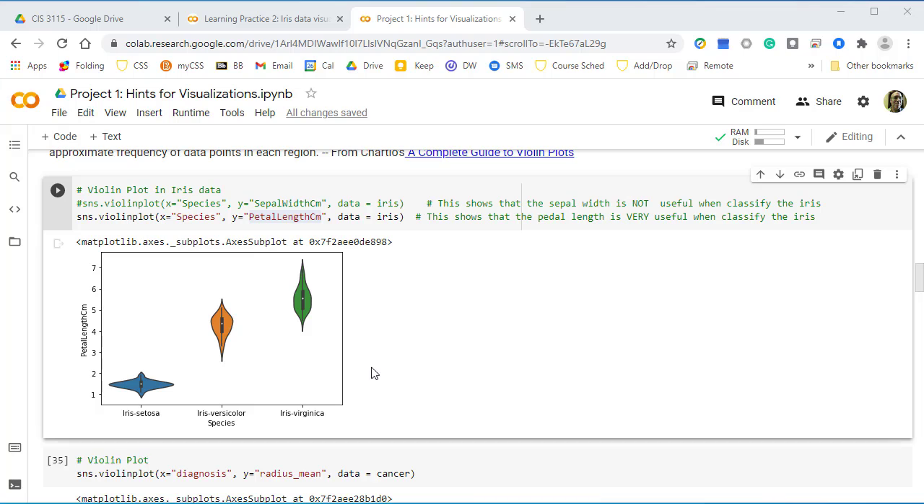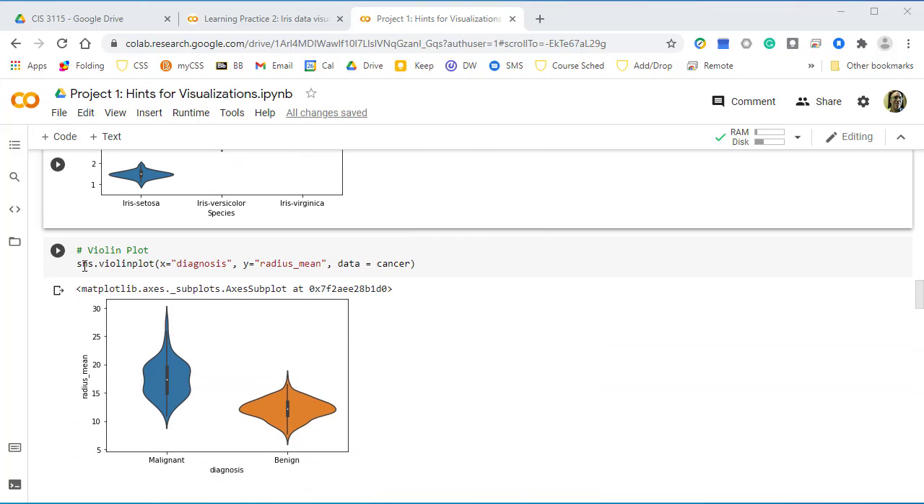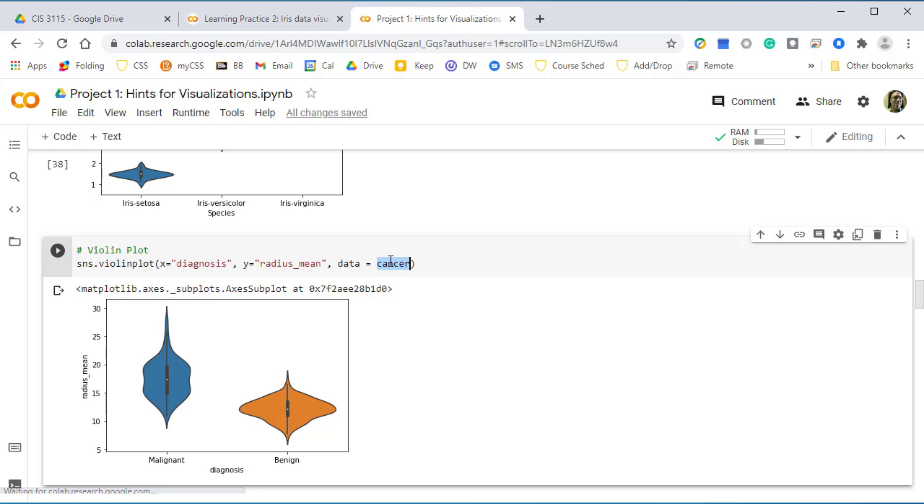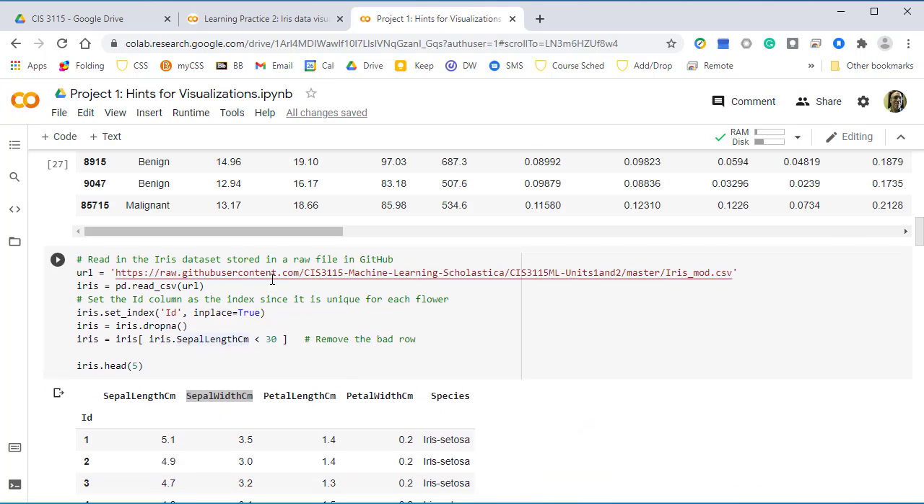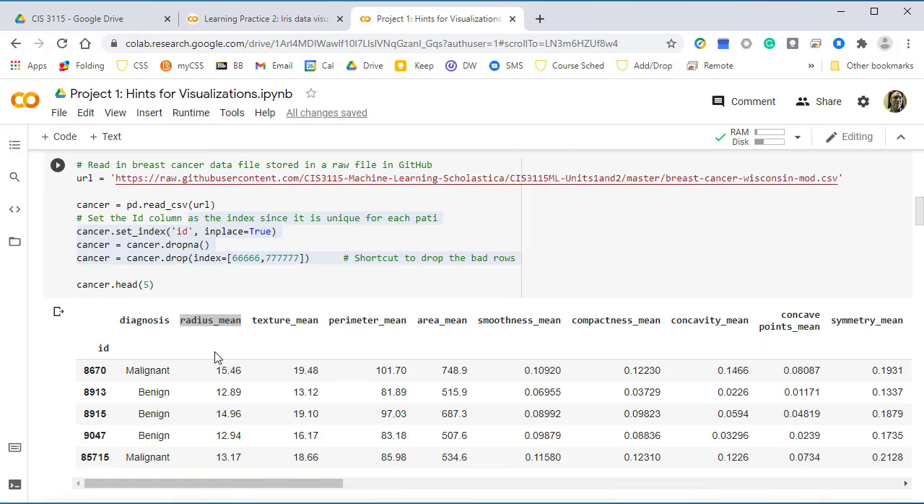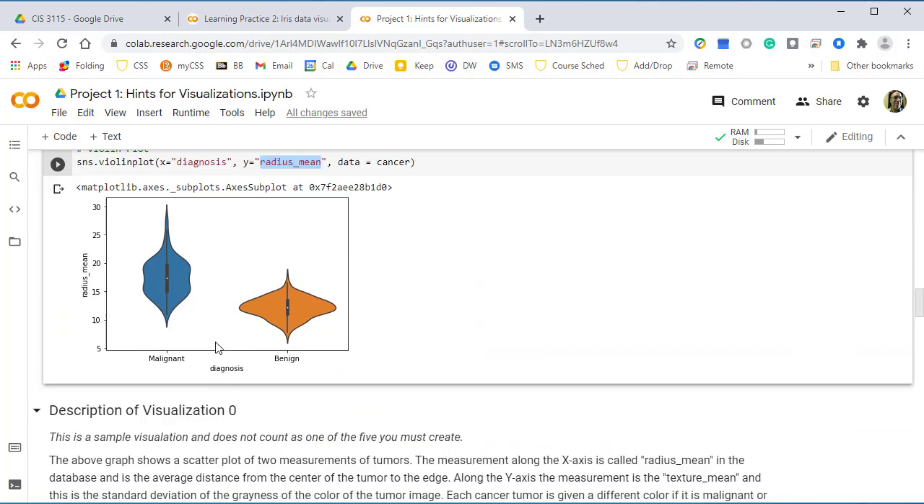Now, you could just as well do this with the cancer data. Here's an sns violinplot with the cancer data, which we've read in above and cleaned up. And again, diagnosis is our malignant or benign. And so that's what our x is, and our y would be one of the attributes. And again, I've just grabbed the first attribute, radius mean, just to show you as a demonstration here.